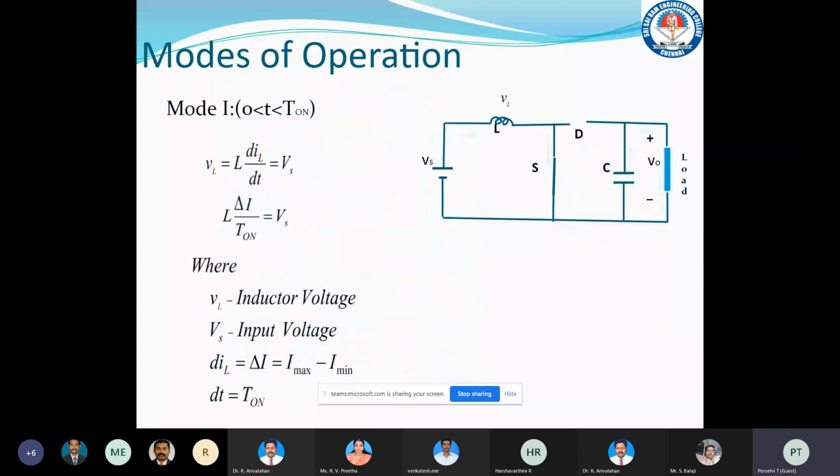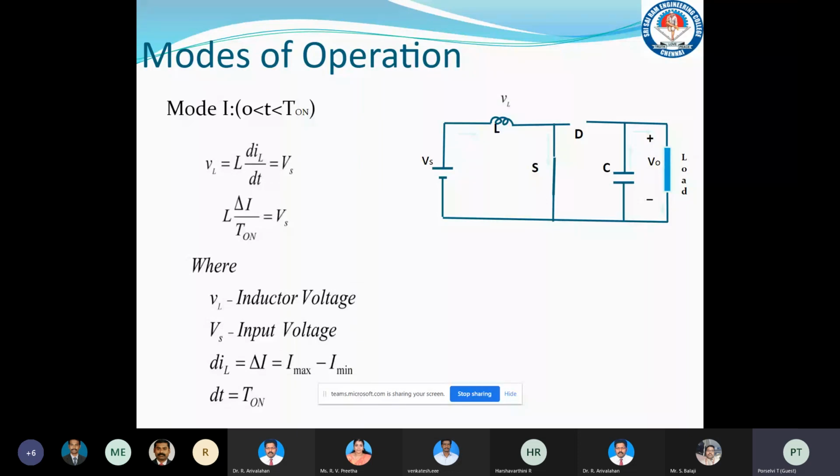Then the equations that govern mode 1 and mode 2. In mode 1, we have to find the inductor voltage expression in order to get the average output voltage and the other ripple current expressions. So in mode 1, we can write the inductor voltage VL is equal to L into dIL by dt, that is equal to Vs, because during mode 1, the switch S is turned on, and the inductor will be connected across the input voltage Vs, which can be rewritten as L into del I by T on, that is equal to Vs.